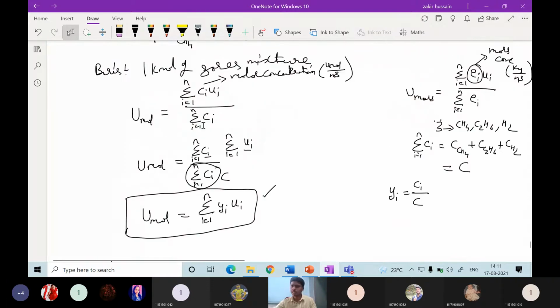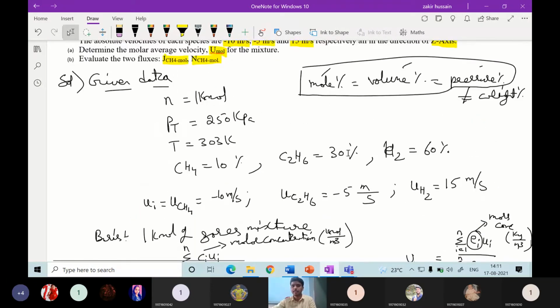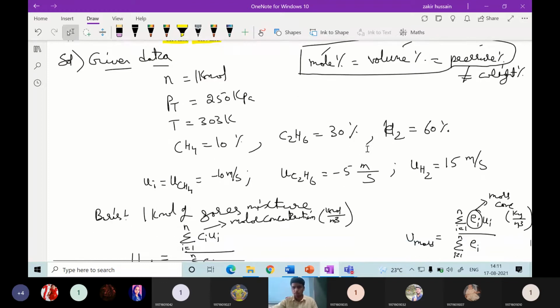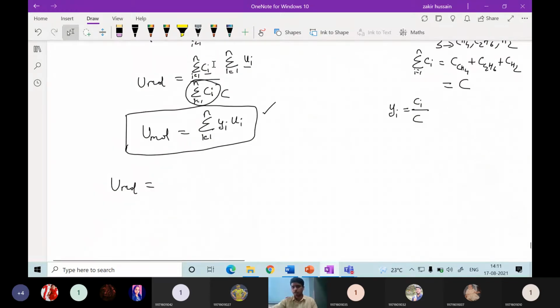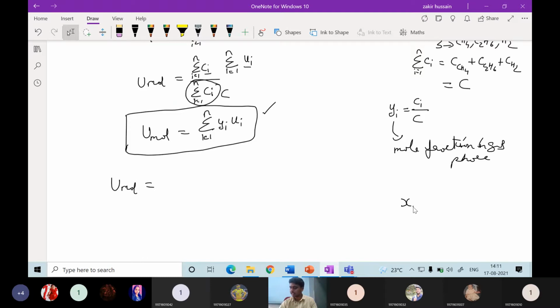We can use the earlier one also, but concentrations are not given. They have given only volume percentages. So to have a clear-cut solution, we have to convert these concentrations to mole fractions. So Yi we already know, that is mole fraction in gas phase, whereas in the liquid phase we denote it by Xi. Xi is equal to Ci by C. That is also the same, but in the liquid phase we denote with Xi and for the gas phase with Yi. That's the difference. So this is Yi into Ui, so let us expand that.